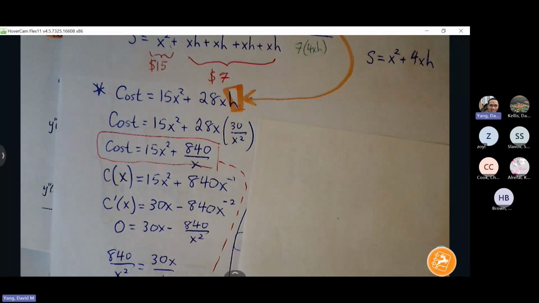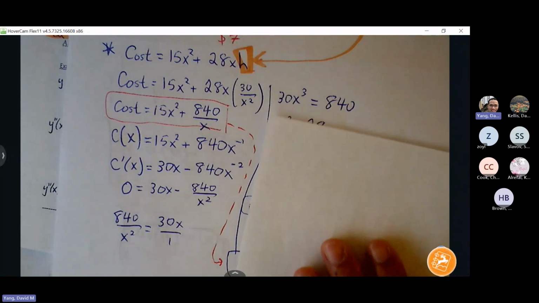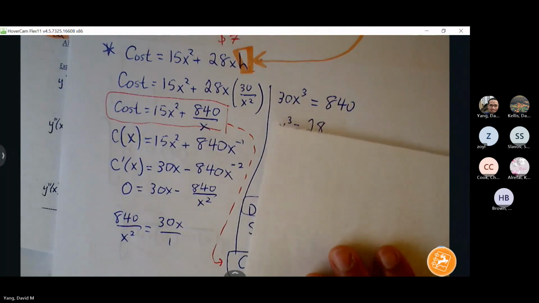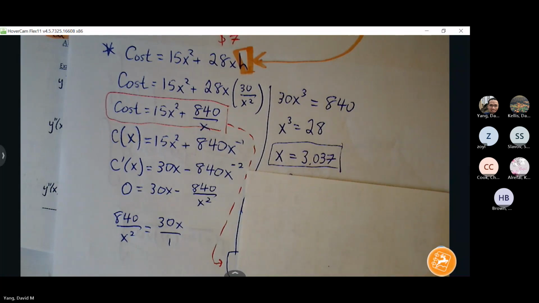Okay, so once you have your c of x, when you find the derivative using power rule, once you get to your derivative, you set your derivative equal to 0, solve for x. Here I just cross multiplied. Once you solve for x, you go back and read the problem.